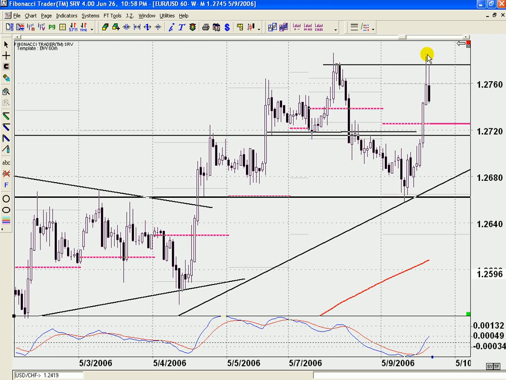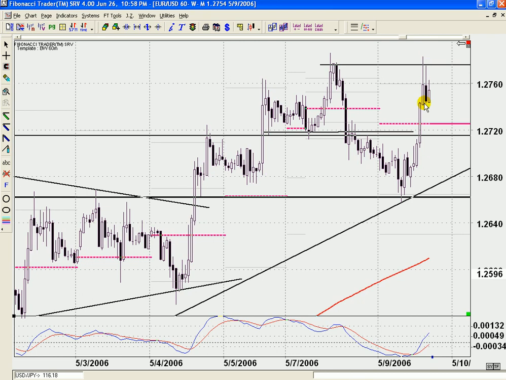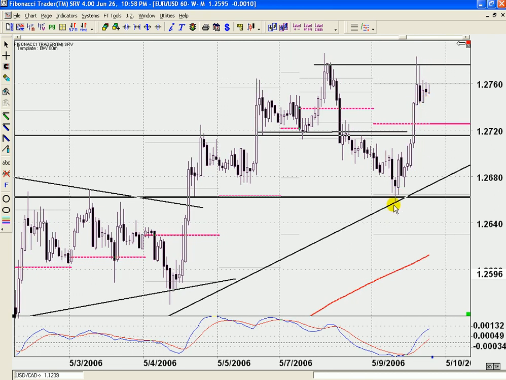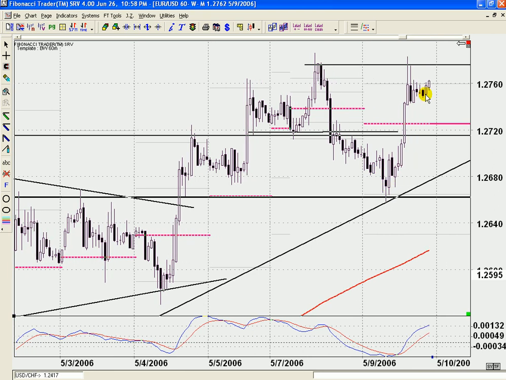We are now forming just a consolidation at the end of the day. There are a lot of flows that have contributed to this move, and so price will now consolidate.